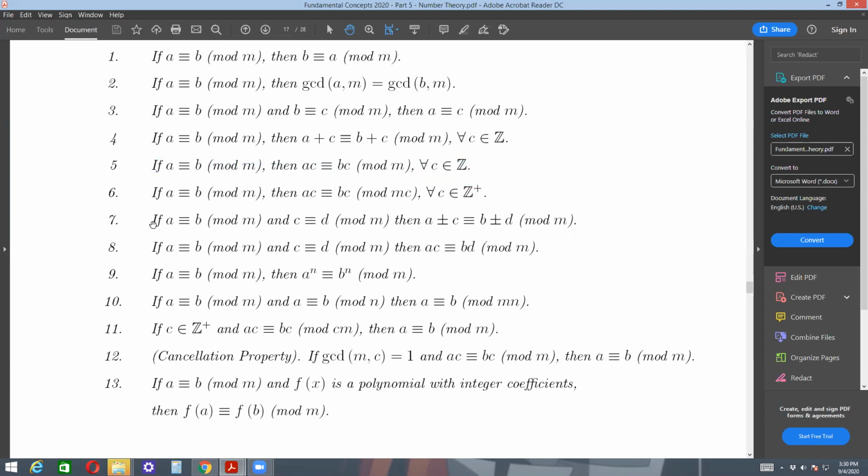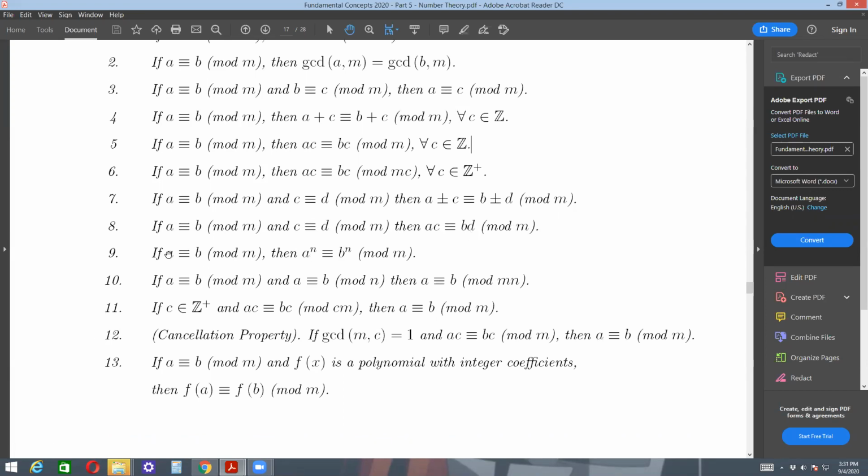So the seventh one, if A is congruent to B and C is congruent to D, now I'm going to stop saying mod M every time, because you know what it is. So if A is congruent to B, C is congruent to D, then I can add or subtract both of these like an equation. I could take A plus C is congruent to B plus D, or A minus C is congruent to B minus D, and it's still valid. And again, I can also multiply across. So I can take A times C and B times D, and it's still valid.